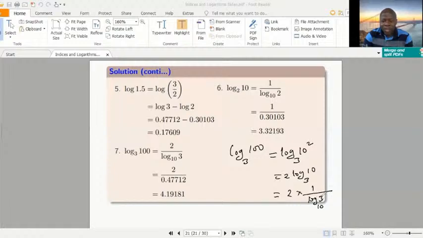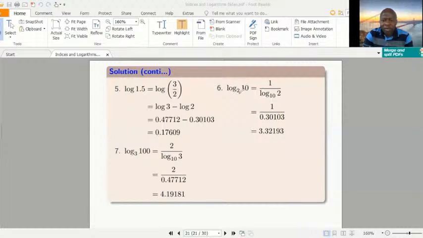Because I know what the log of 3 to base 10 is. So it's the same as 2 out of 0.47712, because the log of 3 to base 10 is 0.47712. It's only at this point that I can use a calculator to get these results. But the rest, I was just thinking in terms of what is given to me.